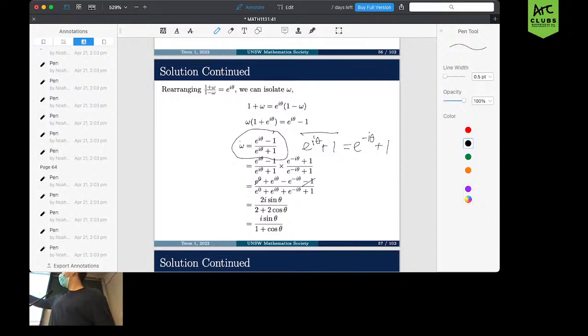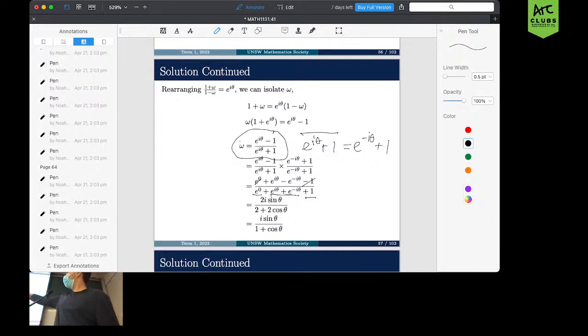So that numerator comes down to 2i sine theta. And with the denominator, we have an e to the 0 plus 1. That becomes 2. And we have e to the i theta plus e to the minus i theta. Should be a known identity. That's simply just 2 times the real part. And the real part is cos theta.